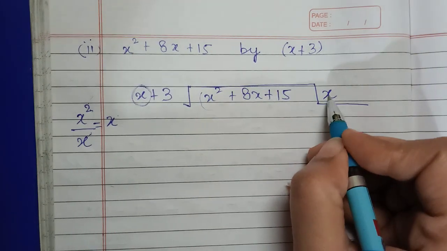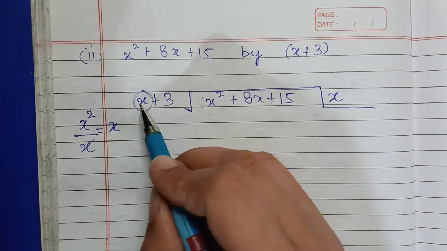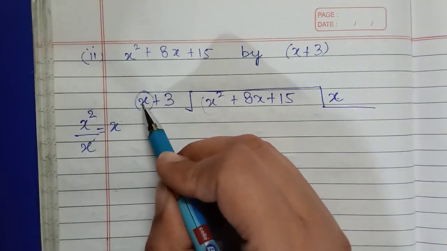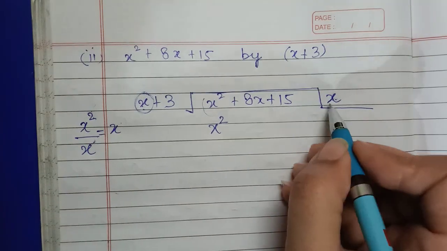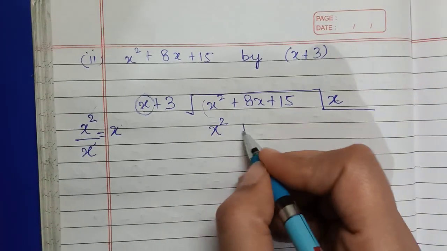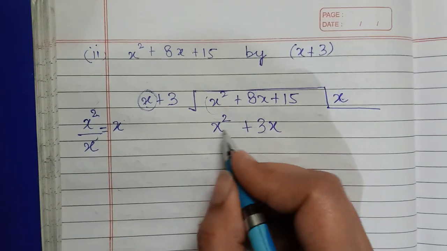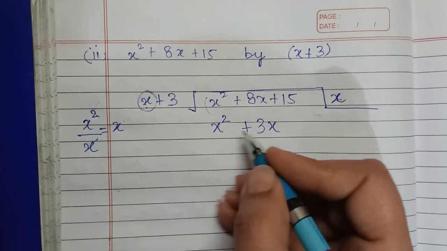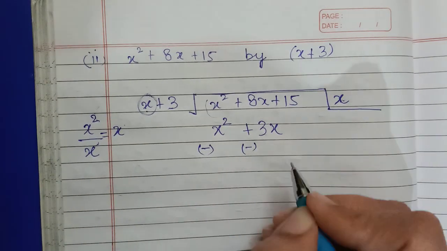Now this x, multiply this x with x. We have to multiply these two. x into x is x square. In multiplication, powers get added. x into 3 is 3x. Then we have to change the sign. The next step is we have to change the sign. This is plus, we will make it minus. This is plus, it is again minus.